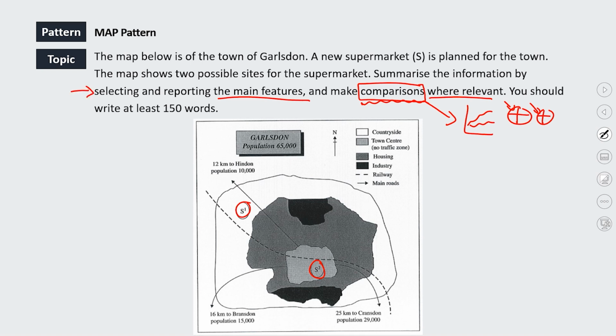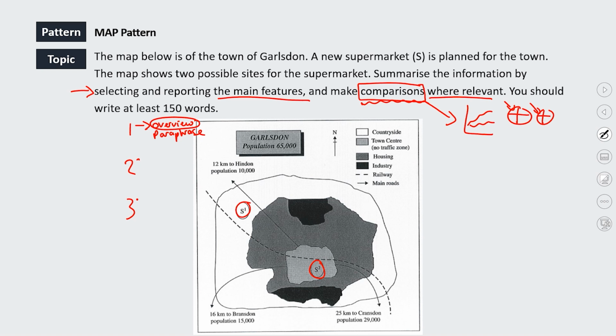Okay, so usually selecting and reporting the main features. Usually for a map, you want to have two sections. Usually in a task 1 essay, we're looking for a 1, 2, 3 paragraph structure. One where you've got your overview and your paraphrase of what the map is about, and then your overview of the general theme or topic of the map. And then you would have feature 1 and feature 2. I think this one's a little bit trickier because they usually have two different maps for you to compare.